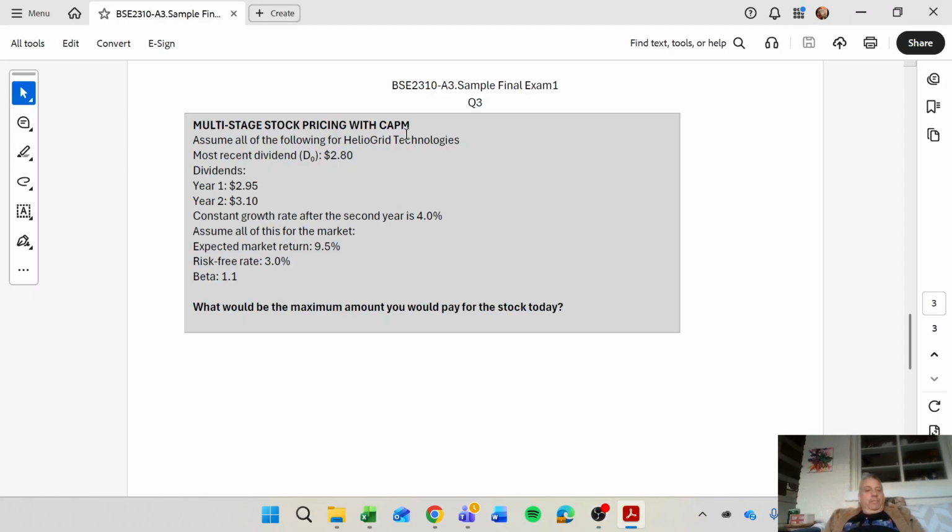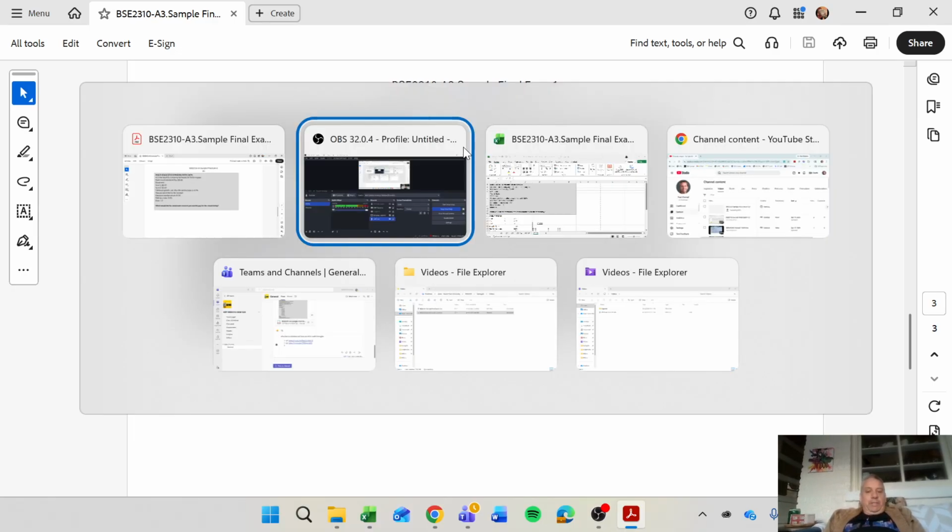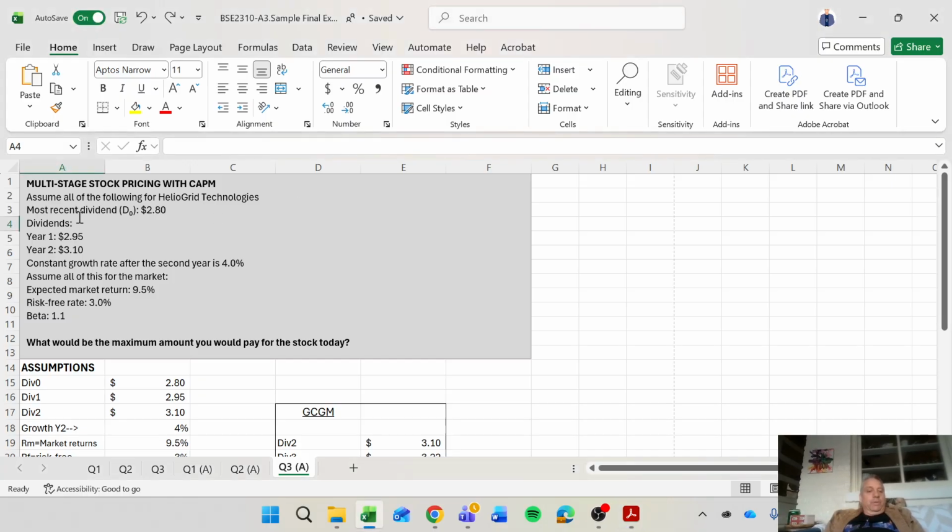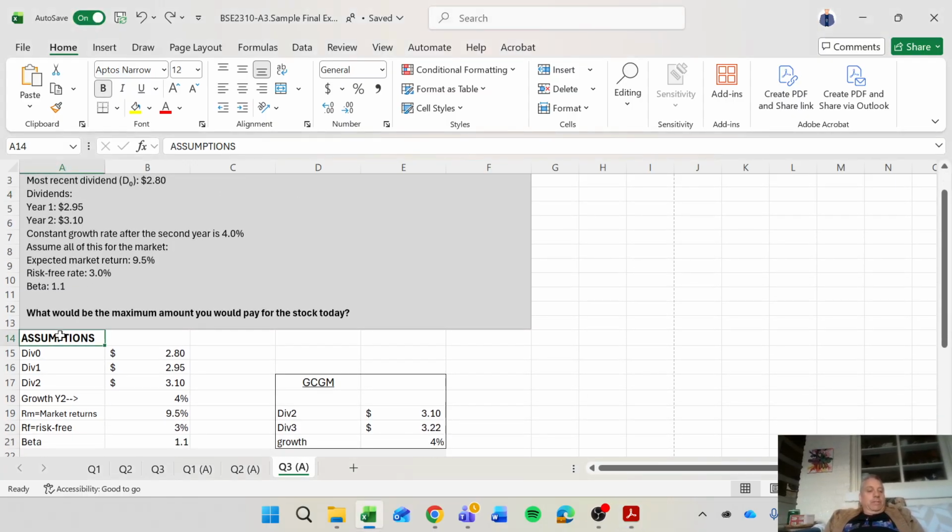Putting together question 3 on sample final 1, the multi-stage pricing with CAPM for stocks is really just putting the puzzle together, and it starts again as usual with making sure we understand our assumptions. So taking from up above, the last dividend was $2.80, and then the next dividend is expected to be $2.95, with the dividend coming in the second year being $3.10. Then we're expecting dividends to grow at a constant rate of 4% thereafter.